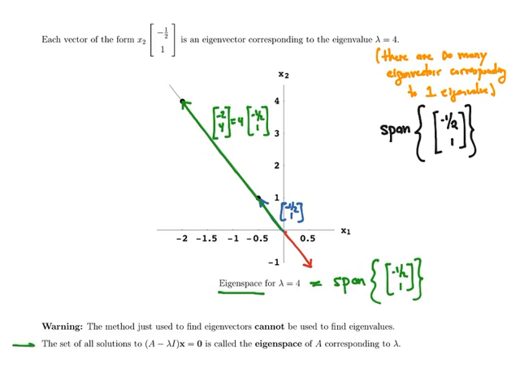So to go down here real quick, the set of all solutions to that homogeneous equation is called the eigenspace of the matrix corresponding to that lambda, to that eigenvalue. And then a quick warning, this method that we're talking about cannot be used to find eigenvalues. Remember, in the very first part of this example, we were given an eigenvalue, or we said to show that lambda equals 4 is an eigenvalue, then find eigenvectors. We cannot use this to find the eigenvalues. We will have a way to find the eigenvalues in section 5.2.